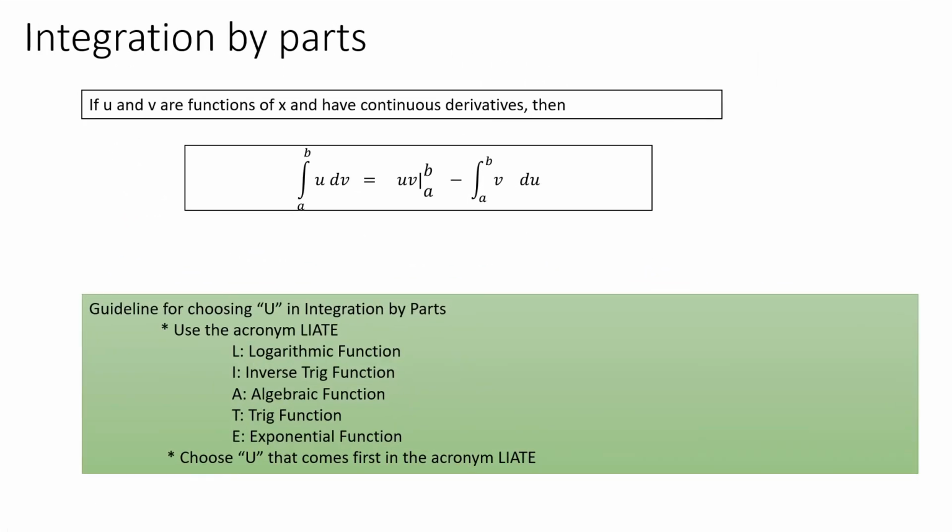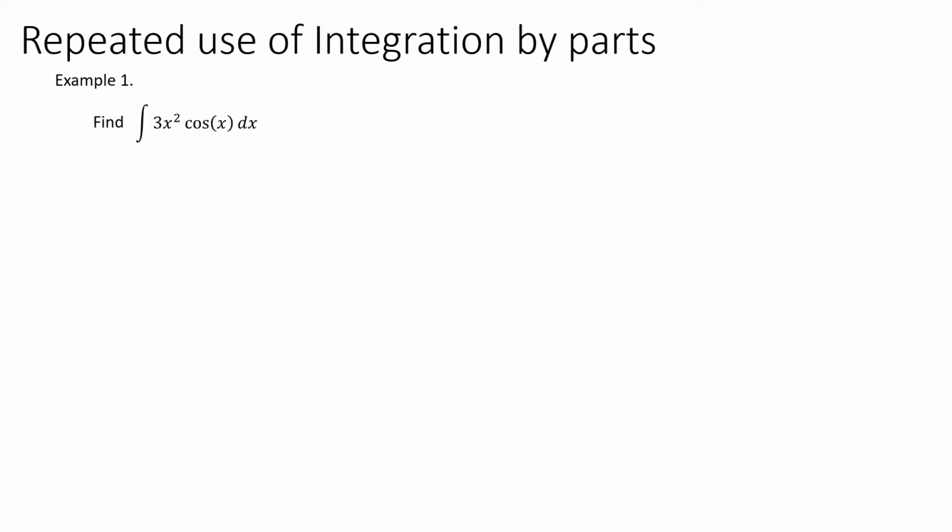In the second part of integration by parts, we'll be going over what happens if you were to use integration by parts multiple times. So in our example 1, we have the integral of 3x squared times cosine of x dx. This integral requires integration by parts. As you can see, it's 3x squared times cosine of x. Using the acronym that we learned earlier, we could see that 3x squared is your u, cosine is your dv.